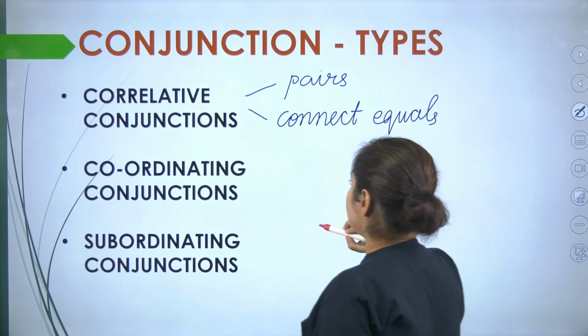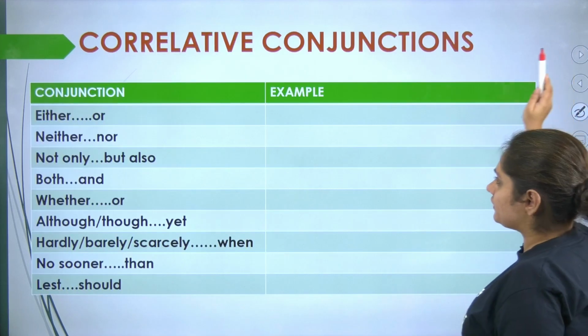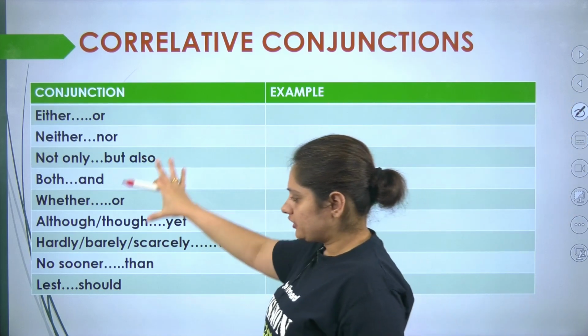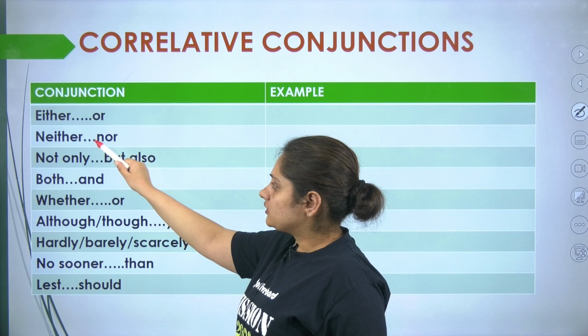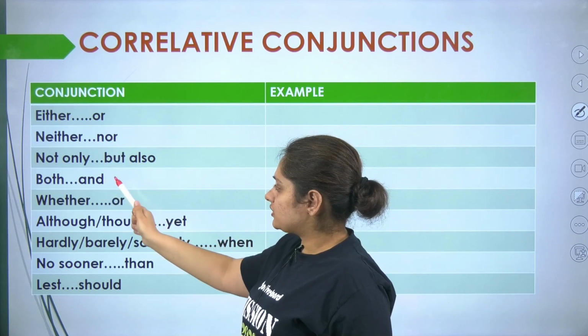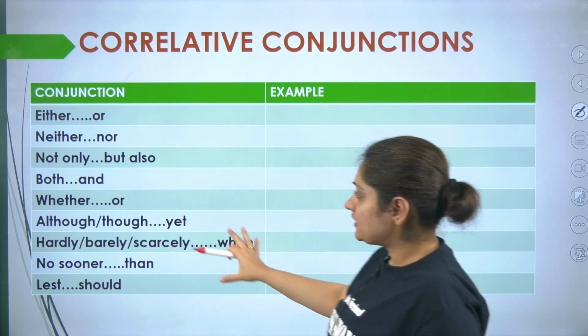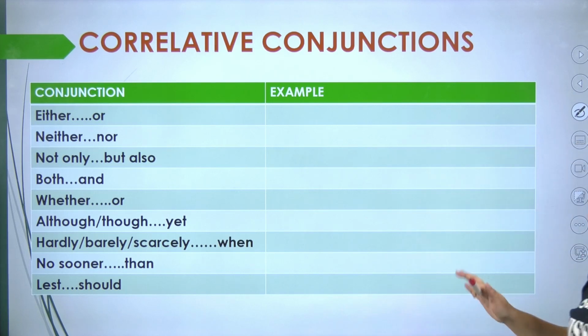Now if I go to the correlative conjunction list, here is what you need to remember. For choice, we use either or, neither nor, not only but also, both and, whether or. These are the pairings you have to remember. The questions will always be related to the pairings. So that is what we are going to discuss today: correlative conjunctions, their pairings.